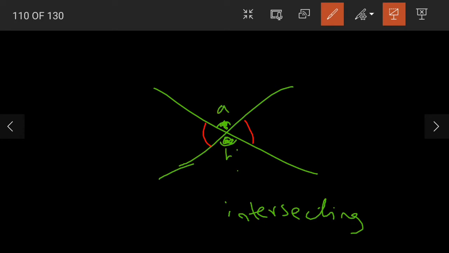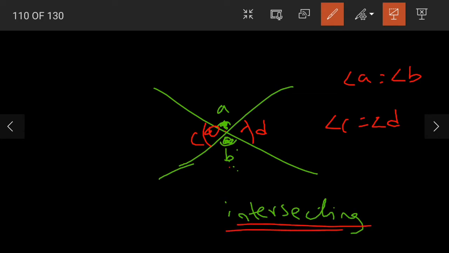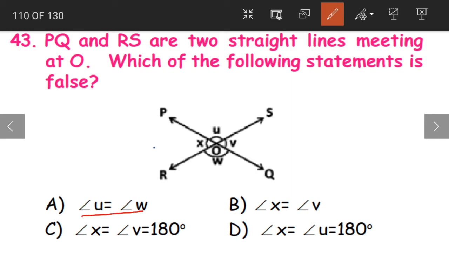Let us say these are angle A and angle B. These two angles are equal, and let us say this as angle C and angle D. Angle C is equal to angle D here, and angle A is equal to angle B. Is this clear, children? Opposite angles are always equal in intersecting lines, and the point where they meet is called the point of intersection. Now here angle U is equal to angle W.